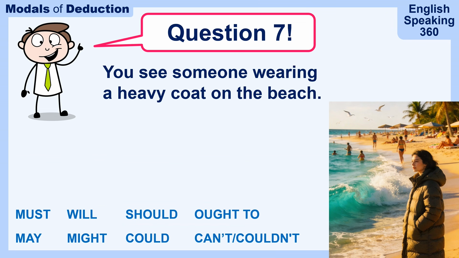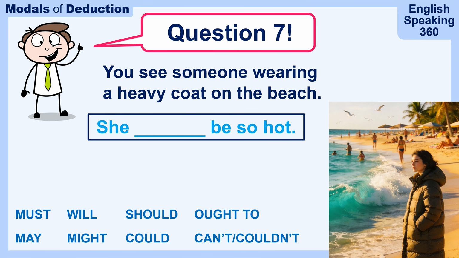Question 7. You see someone wearing a heavy coat on the beach, a winter coat. She be so hot. Everybody else is wearing a swimsuit, but she's wearing a coat. She must be so hot. You're 95% sure that she's very, very hot.